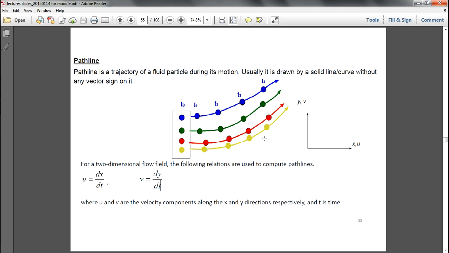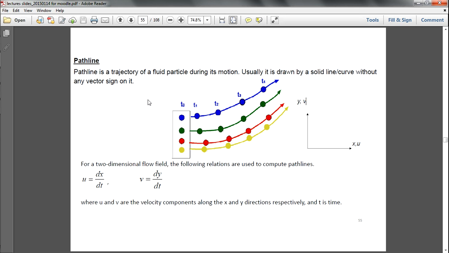So if you were to plot one point over here at time 1, one point over here at time 2, time 3, and time 4, eventually you have time 5 and time 6, you can actually plot a pathline. The pathline states the path that this particle took. So this is just a simple explanation of it.